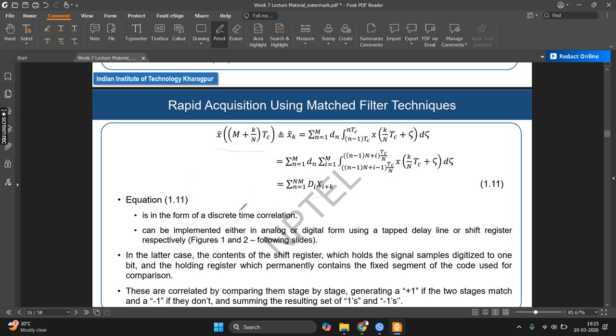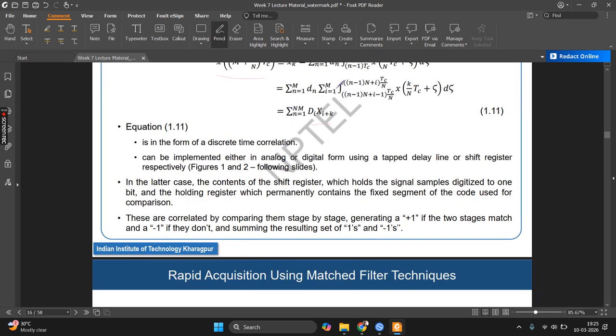So this is a form of discrete time correlation. This can be easily implemented because d_i is plus 1 or minus 1 and x_{i+k} is basically the delayed version of the incoming signal. It can be implemented in analog or digital form using a tap delay or shift register. In the latter case, the contents of the shift register hold the digitized signal samples, and the holding register permanently contains the fixed segment of the code.